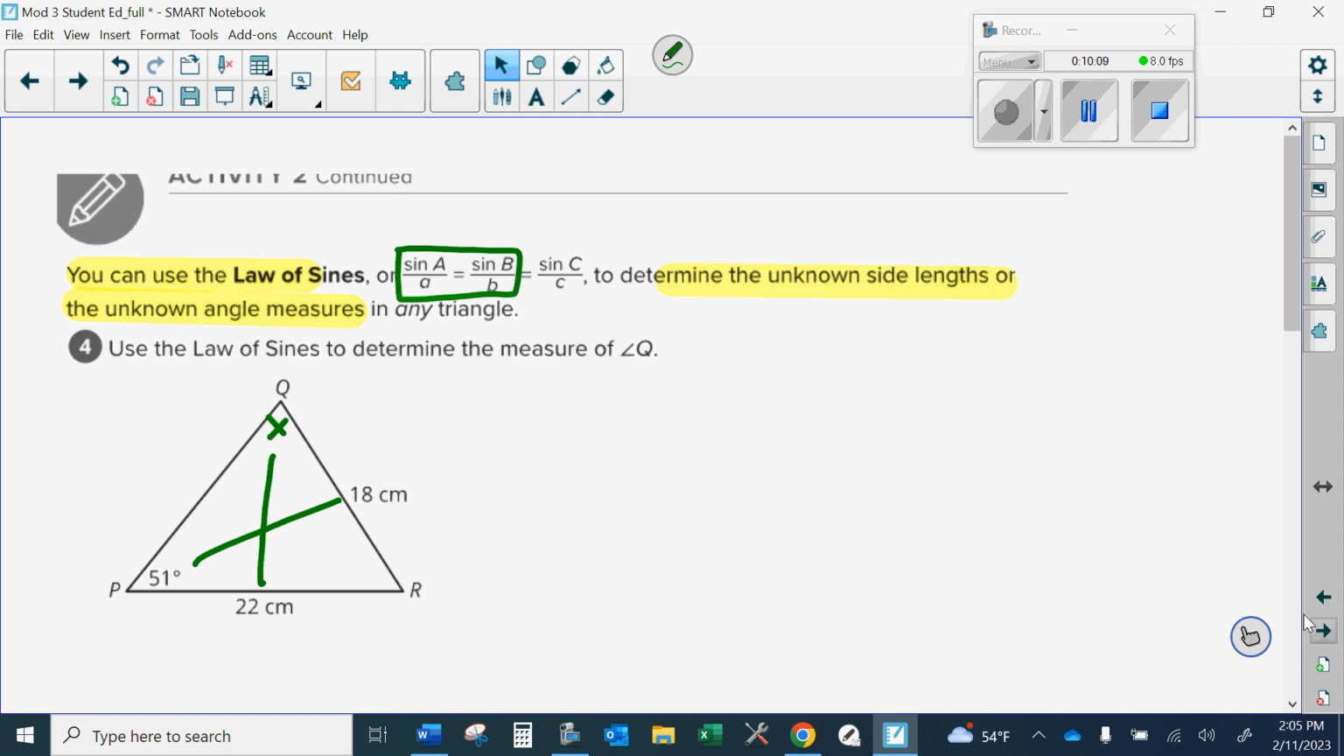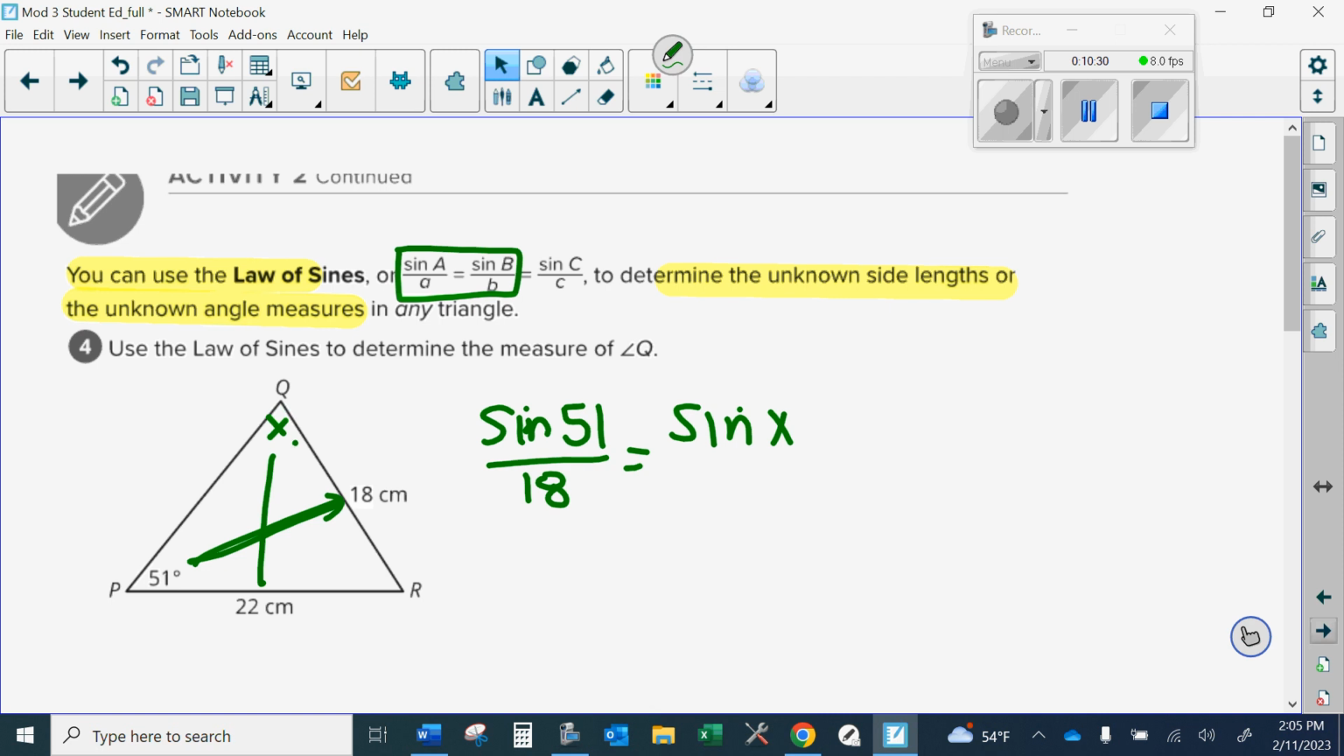If I have this situation, an angle measure and one of the side lengths across from it, an angle measure and one of the side lengths across from it, only missing one of those pieces, I can go ahead and set this up. So this says the sine of 51 over its side length, 18, equals the sine of X, which we don't know, over its side length, which is across from it, 22.